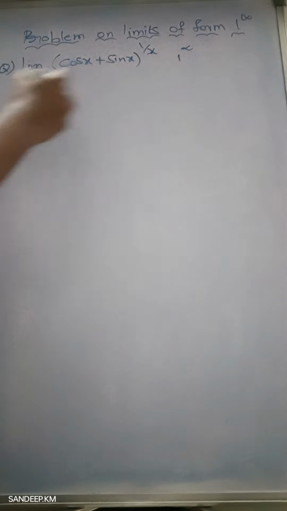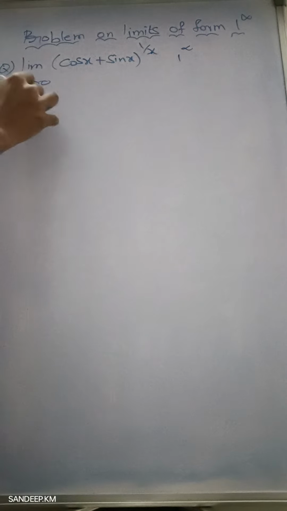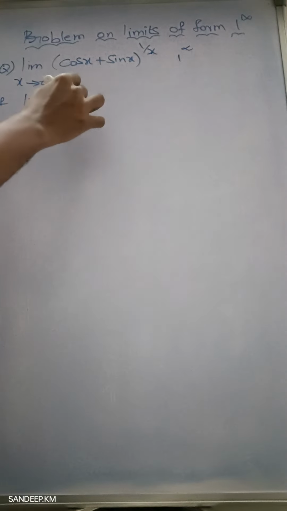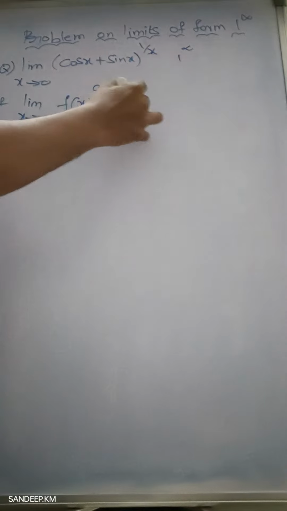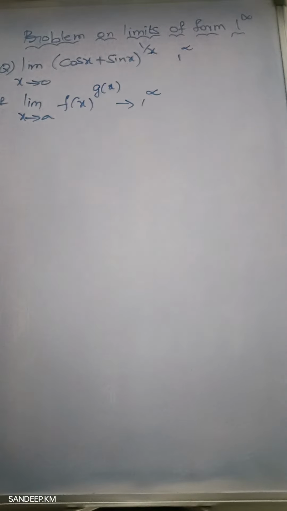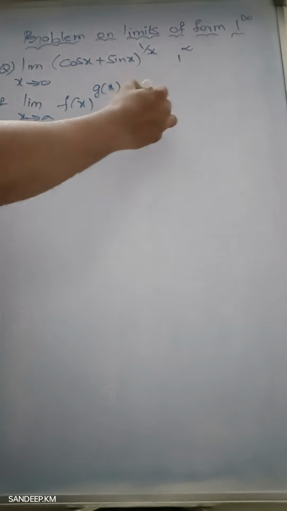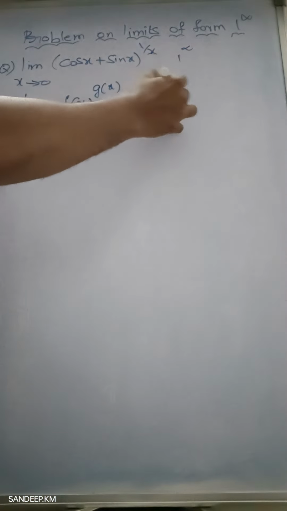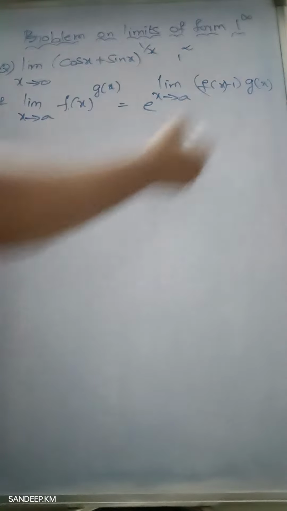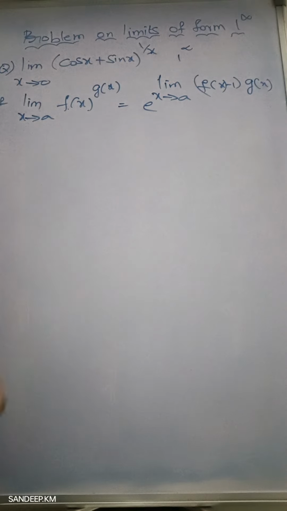So dear students, if limit x approaches a, f of x power g of x is taking 1 power infinity form, what can we do? We can write this as e power limit x approaches a, (base minus 1), that is f of x minus 1, into the power, that is g of x. It is the same as e power limit x approaches a of (f of x minus 1), the base minus 1, into the power. So using that concept we can solve this question.